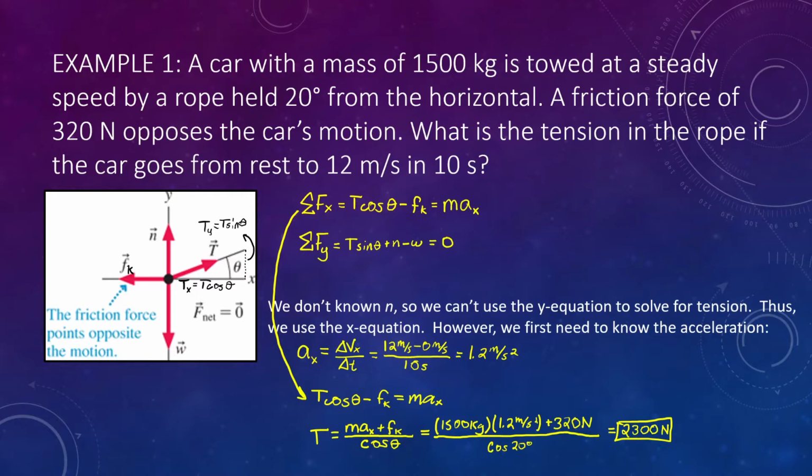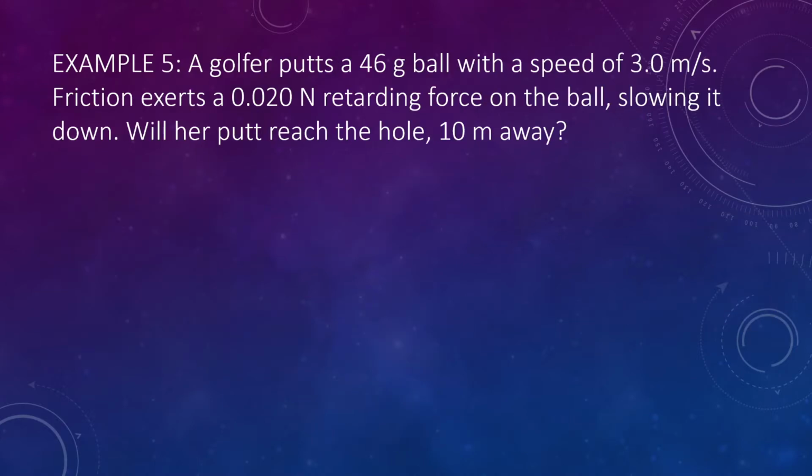All right. Well, this brings us to the last example. In this example, and this is a good question, I like this one, it says the following. A golfer putts a 46-gram ball with a speed of 3 meters per second. Friction exerts a 0.02 Newton retarding force on the ball, slowing it down. This question asks, will her putt reach the hole that's 10 meters away?